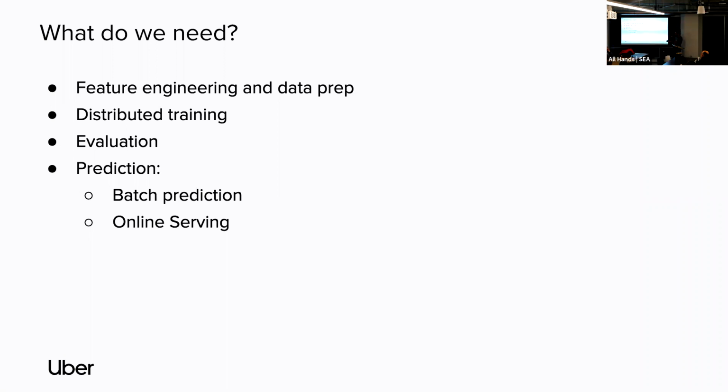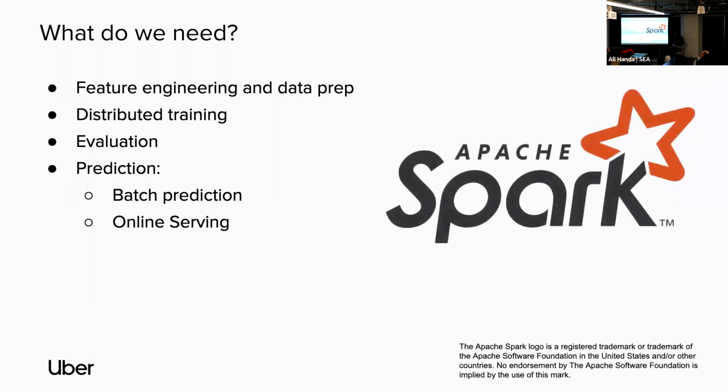So you have to do batch prediction, like finally use this model for whatever you want, or do online serving, right? Spark is actually a really good candidate for this. It does a lot of these steps. It's like a standard tool in the tool set of all the ML engineers, but nobody really used it for deep learning so far, right?